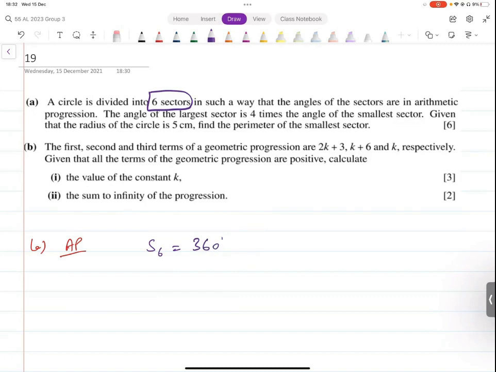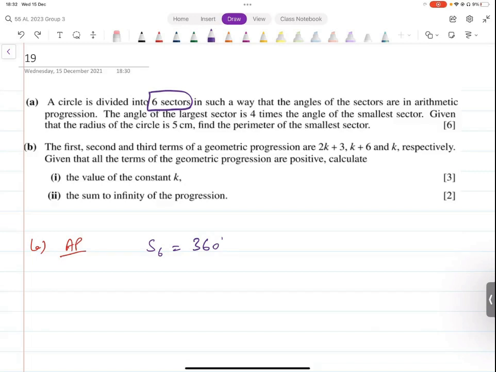ठीक है? Yes, sir. You can deal with it in degrees or you can deal with it in terms of pi. That's your choice. आप दोनों में से as in radians में करना है, degrees में करना है, that's your choice. अच्छा, S6 हमारे पास sum of all those 6 angles it is 360 degrees. ठीक है? अच्छा, now they are in arithmetic progression. तो ये जो 6 terms है उनमें हमारे जो sum जो है वो 360 आ गया. The angle of the largest sector is 4 times the angle of the smallest sector.